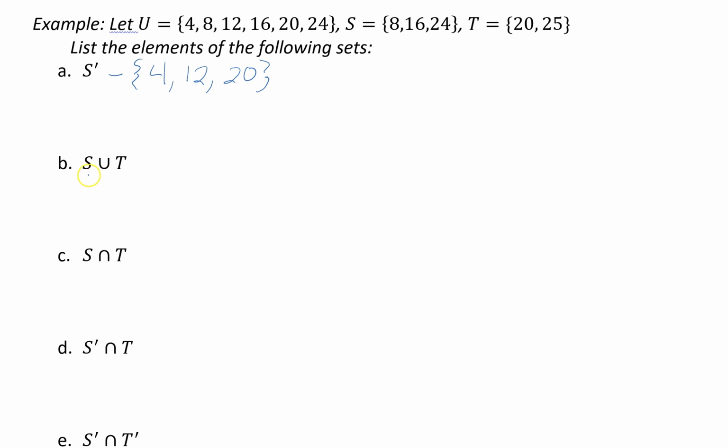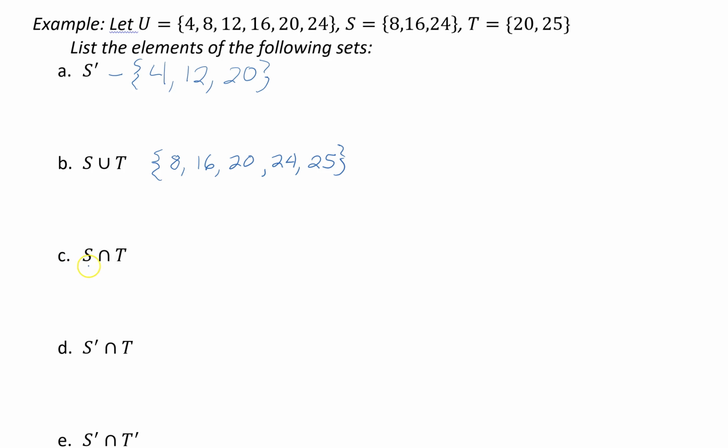Okay, part B, the union of S and T. For the union of S and T, I want to list everything in S and everything in T. If a number occurs in both sets, then I only write it once. So I write everything in S, and I write everything in T, and that is the union of S and T. But typically we write these in numerical order. So I notice it says 8, 16, 24, 20. That means I want to move this 20 and 24 so it reads 20 and then 24. Generally, we try to arrange our answer from smallest to largest.